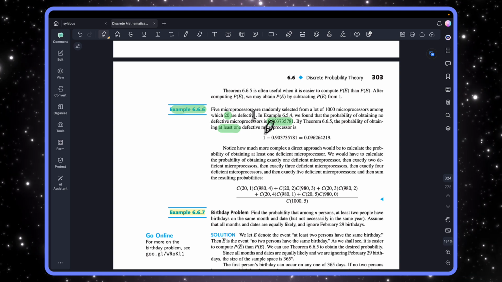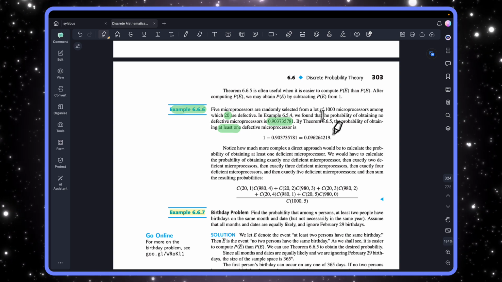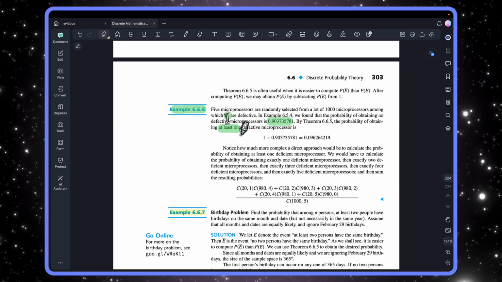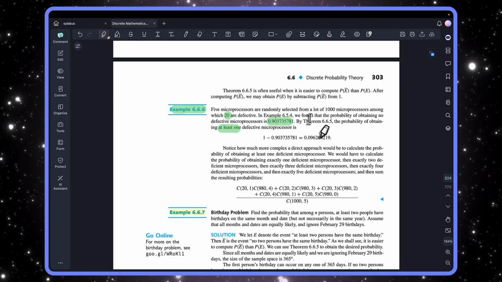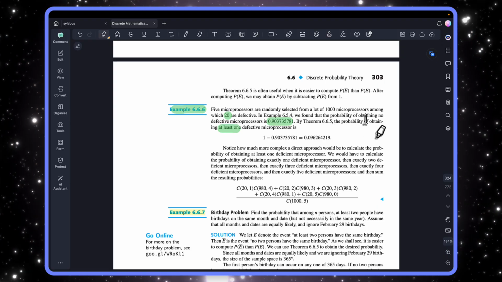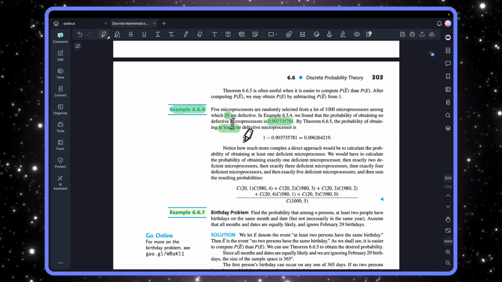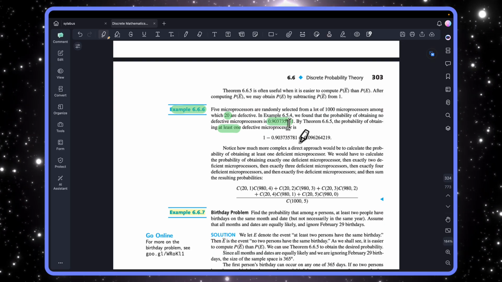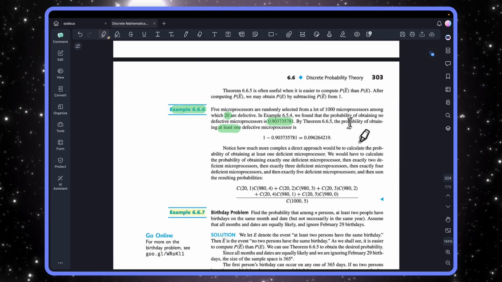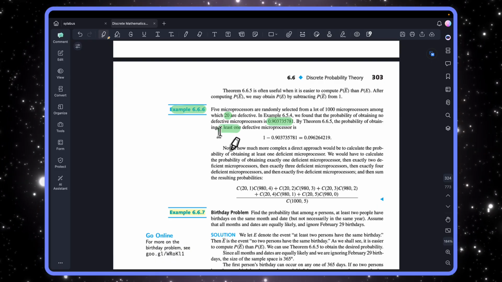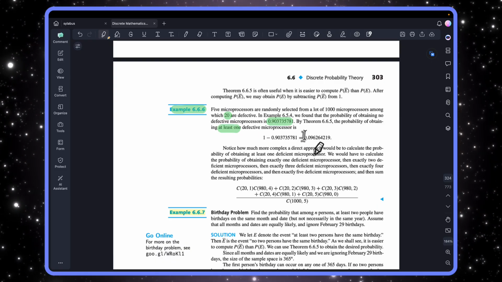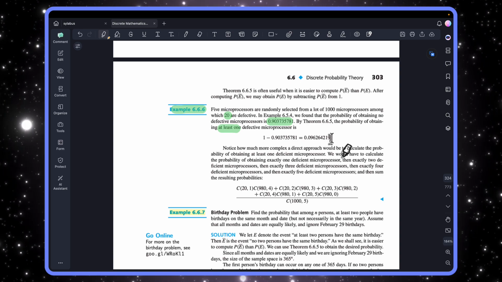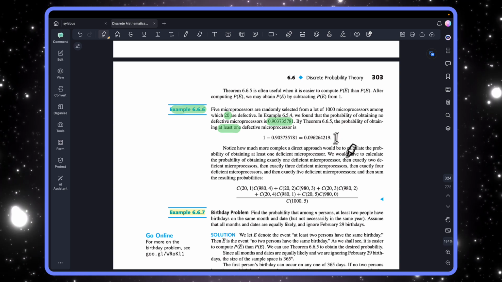5 microprocessors are randomly selected from a lot of 1,000. We've talked about this. Among which 20 are defective. In this previous example, we found that the probability of obtaining no defective microprocessors was 0.999, whatever that is. So by this theorem, the probability of obtaining at least one defective microprocessor is, well, you take 1 minus that number. Okay, so that's how this can be done.